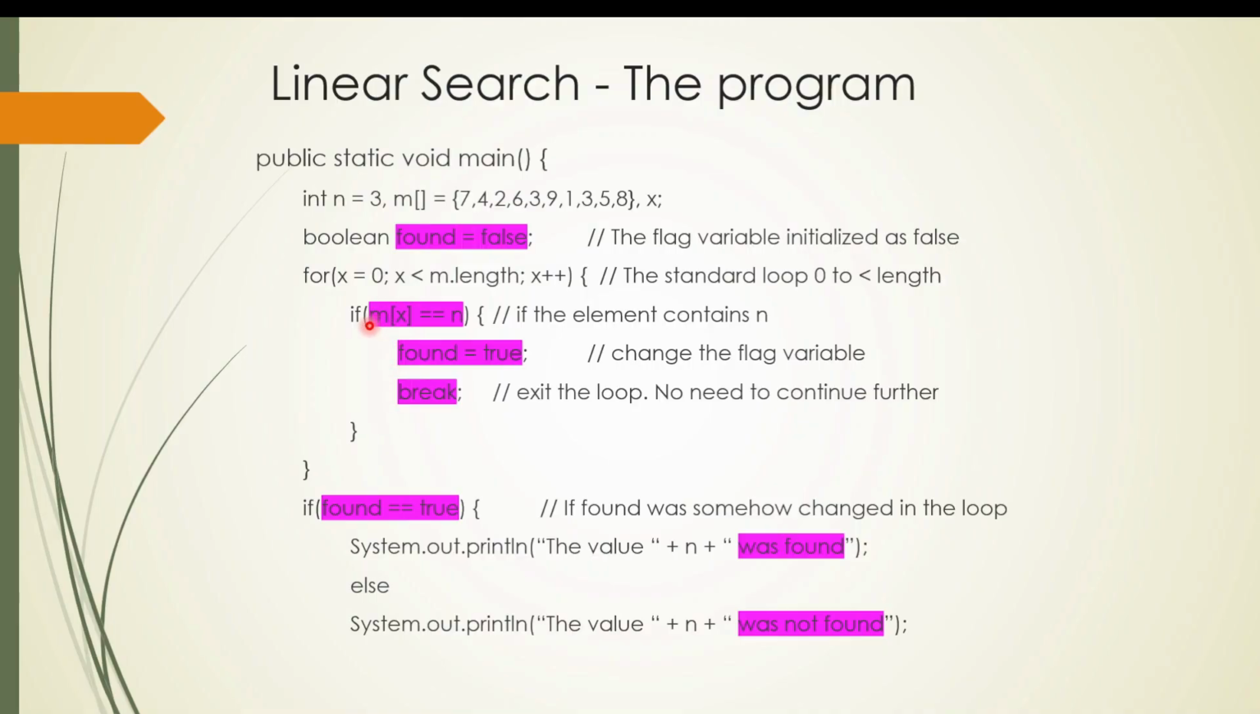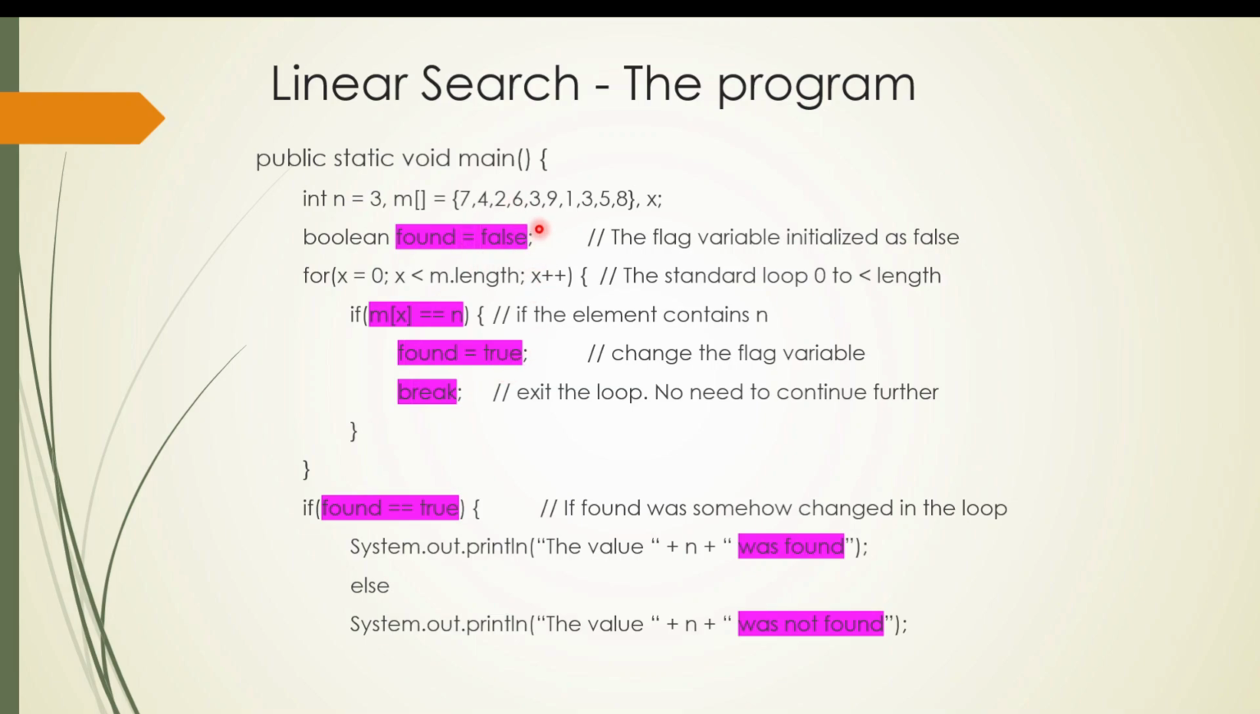Using an if, we check whether mx, that means any position of m, is equal to n. First of all, x will be 0, it will check whether m0 is equal to n, then m1 is equal to n, then m2 is equal to n, and so on. If any of those is true, it will change the value of found to true.